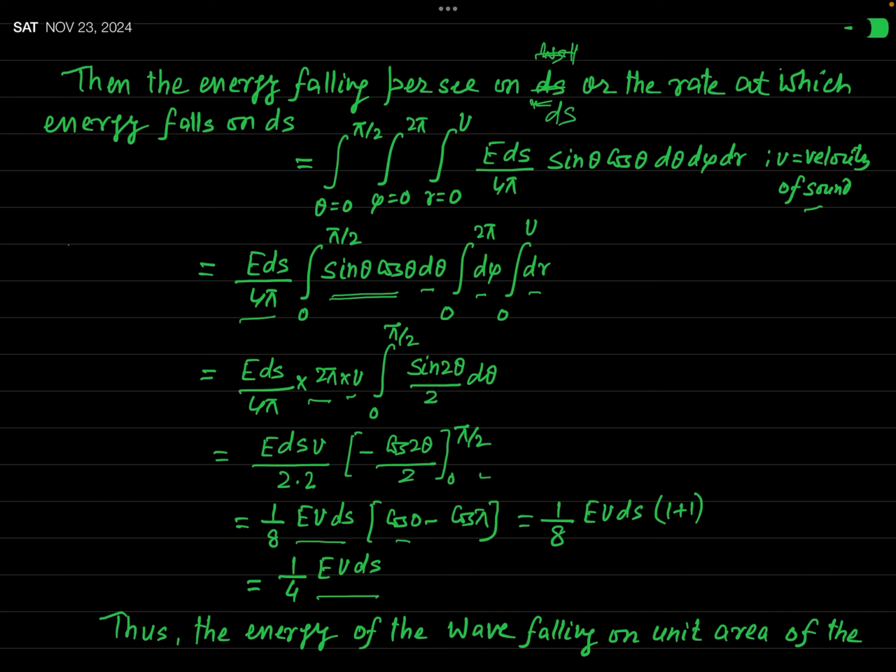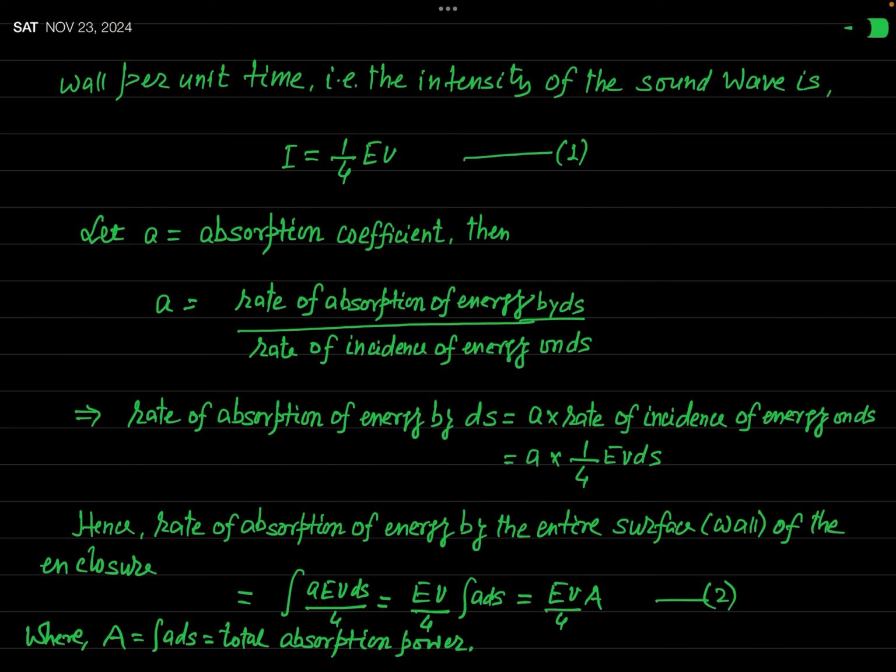So this is an amount of energy that falls in 1 second on the surface ds. Okay, on the surface ds. Now, as you know, energy falling per second on unit area normally is called intensity of the wave. We have already discussed intensity of sound wave in the previous video in great detail. So this expression measures the amount of energy falling on surface area ds in 1 second. Now if you take ds equal to 1, that is energy falling on unit area in unit time, that is called intensity. So the intensity of the sound wave here will be 1 over 4 EV.